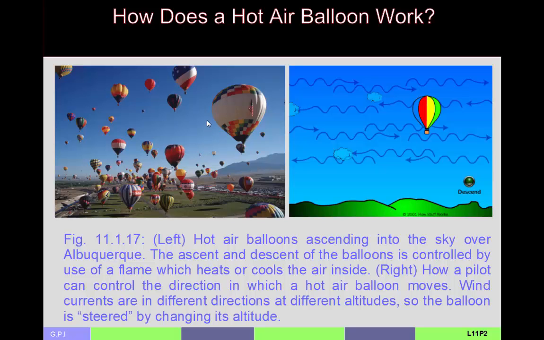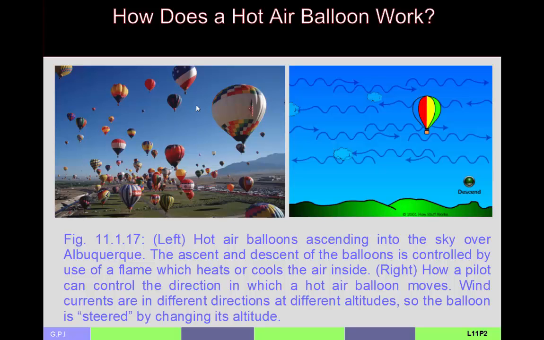And then when you want to descend, you basically allow the air to cool, and by cooling, the air starts to contract a bit, and so more air gets pulled in, and so the pressure equalizes with the pressure outside, but now you also have an extra mass attached at the bottom. You have the mass of the fabric and so on. The whole thing ends up being collectively more dense than the surrounding air, and so it starts to descend.